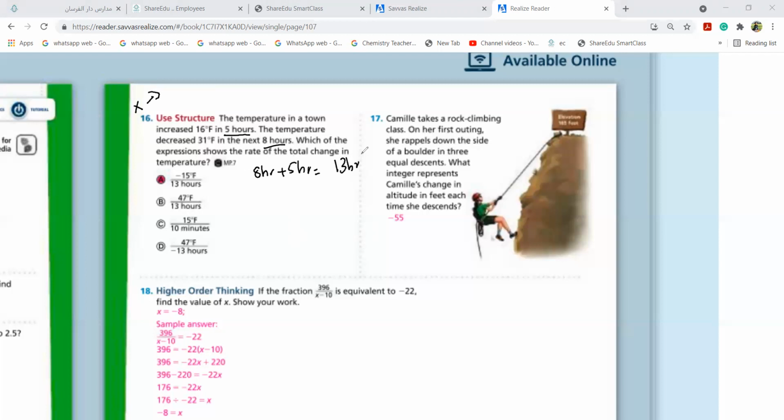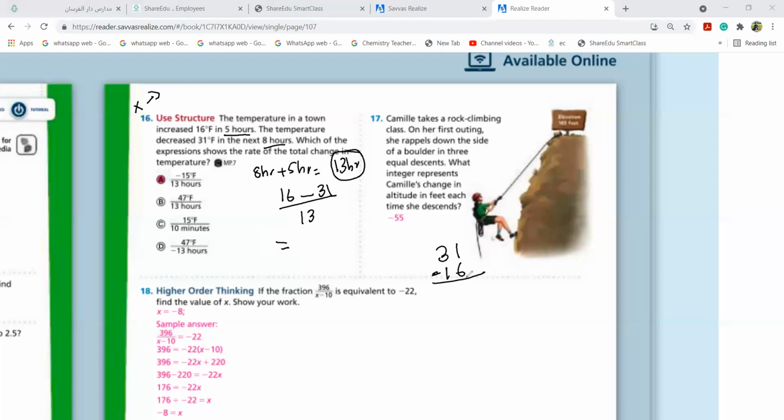So total change. They want total change in temperature. So let us check in total change how much. First, it increased to positive 16, and then decreased to negative 31. This was the numerator, and total is 13 hours. So 16 minus 31. One is negative, the other is positive. What will I do? Rital, Ghalia, if one is negative, the other is positive, will I plus or minus? Because they're opposite signs, you minus.